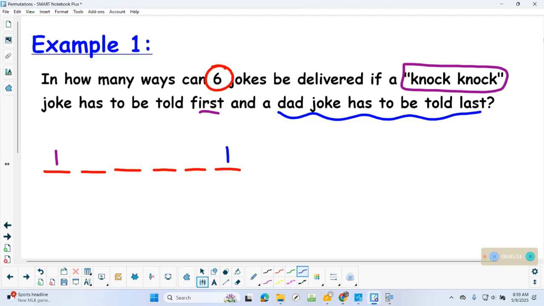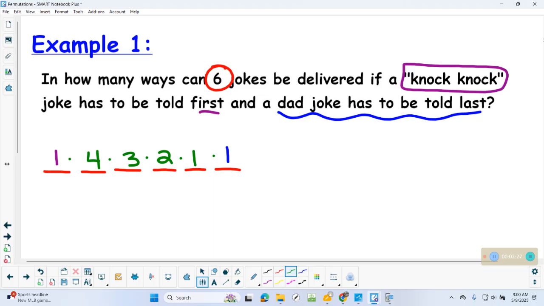Now, the middle numbers. Here's the thing. We are telling 6 total jokes, and I already have the first one and the last one in place. So how many jokes are left to be told? 4. Now I told that joke. Now how many jokes are left? 3. You get the idea. 2. Now this is a throwback to the very beginning, when we started all of this. We're using the fundamental counting principle, which sounds very fancy, where we're multiplying all of our different options together.